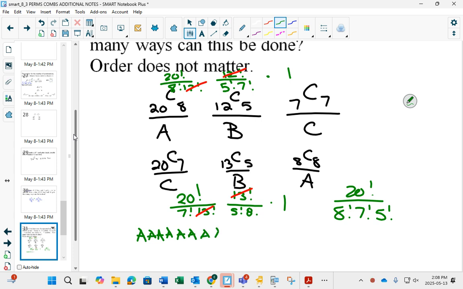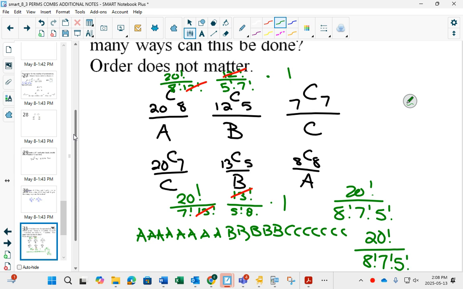8 A's, 5 B's, 7 C's. Which, if all those letters were different, would normally be 20 factorial. But we have identical objects of 8 A's, 7 C's, and 5 B's. And you get the same answer that way.